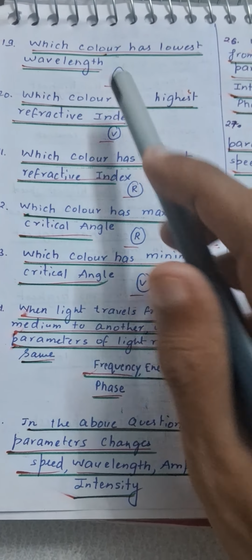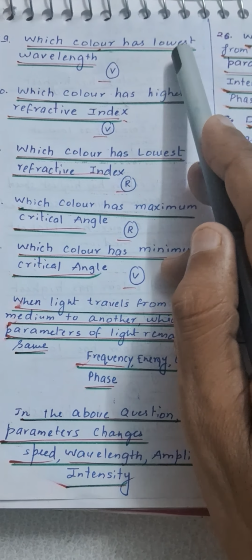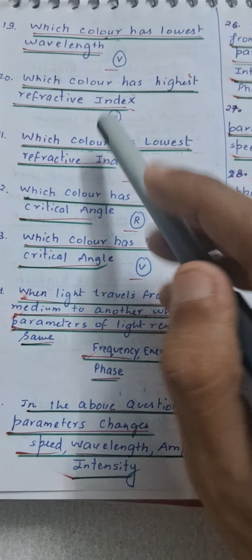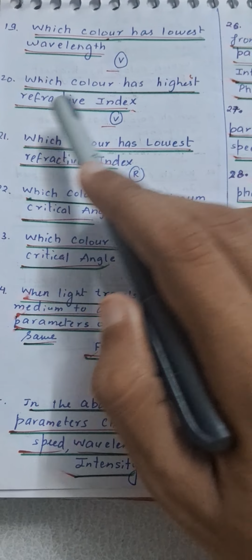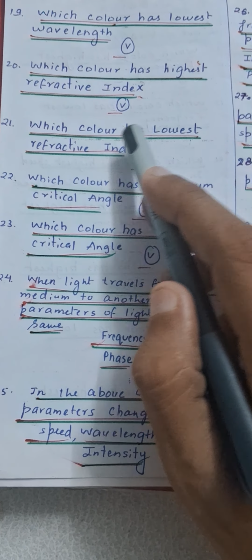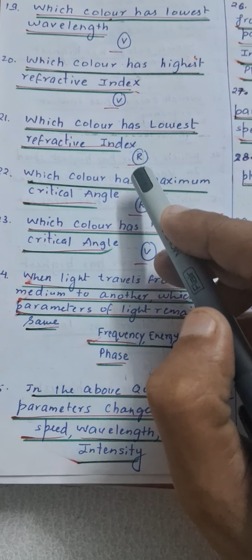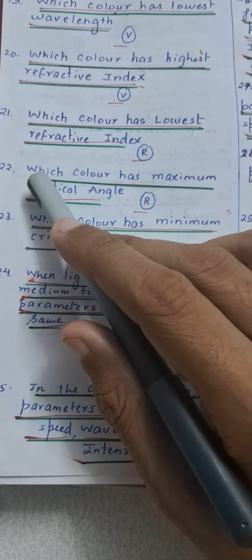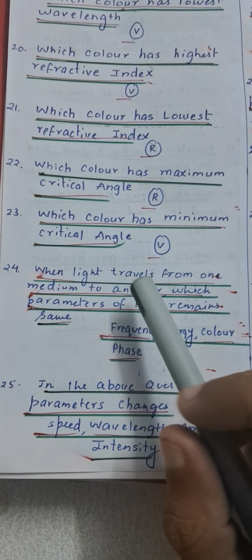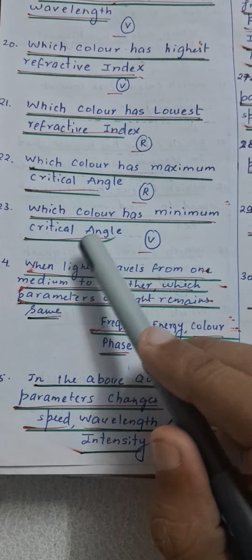Let's begin with the next question. Which color has the lowest wavelength? It is violet, out of the figure we are talking about. Next, which color has the highest refractive index? It is again violet. Which color has the lowest refractive index? It is red. Which color has the maximum critical angle? It is again red. Which color has the minimum critical angle?